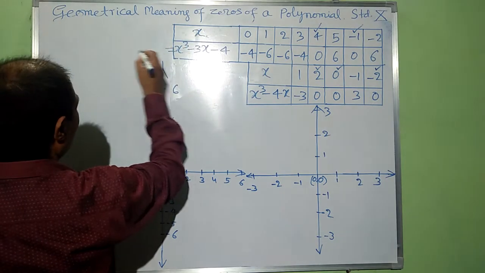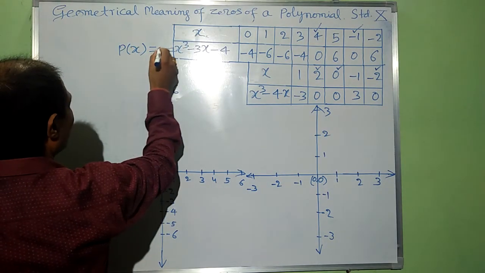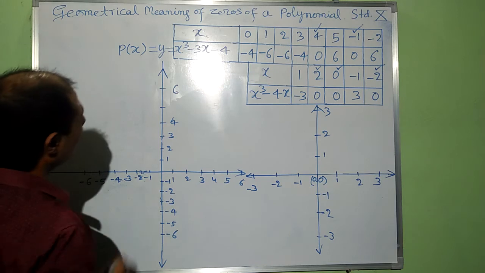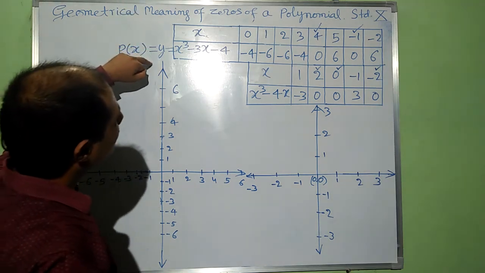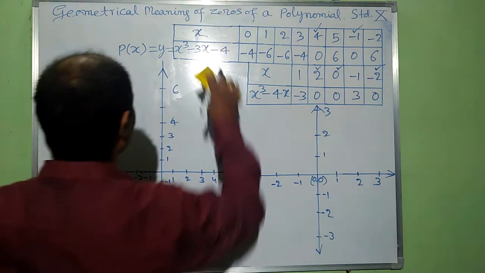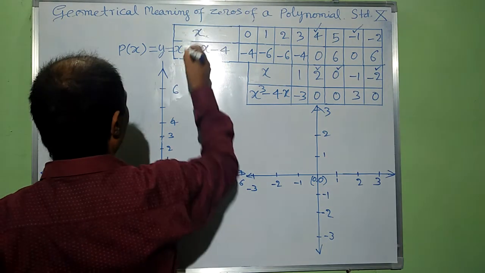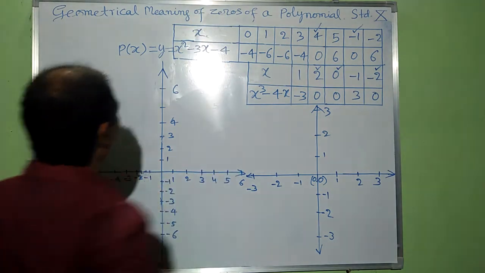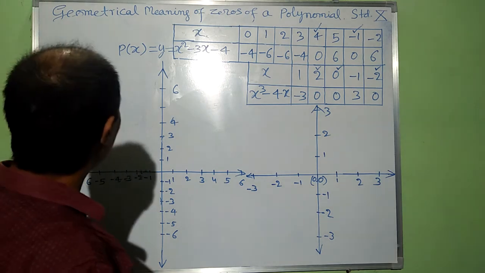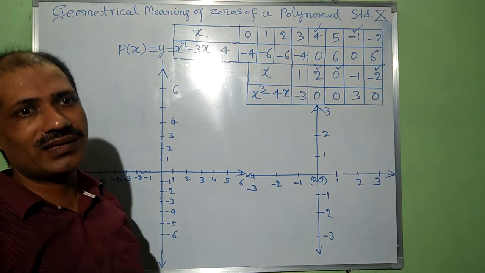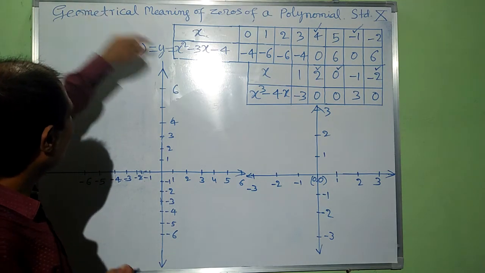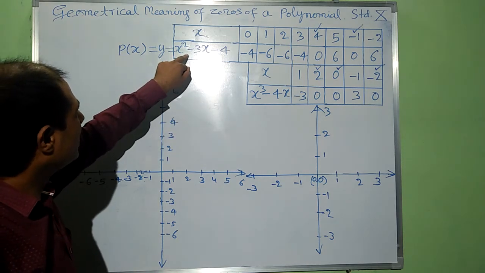Suppose this is x, this is p(x) or y. I am going to draw a graph with the help of this quadratic polynomial. By taking an example of a quadratic polynomial, x square minus 3x minus 4, given in the form ax square plus bx plus c, where a is not equal to 0.